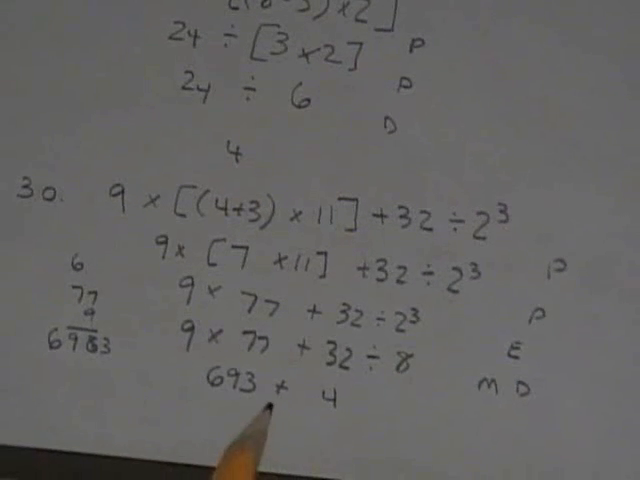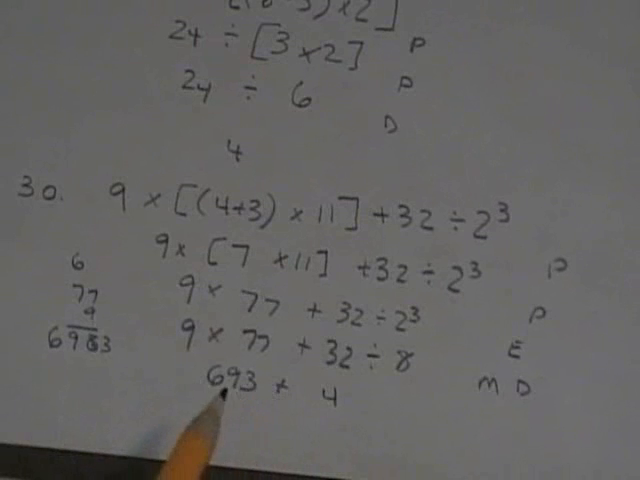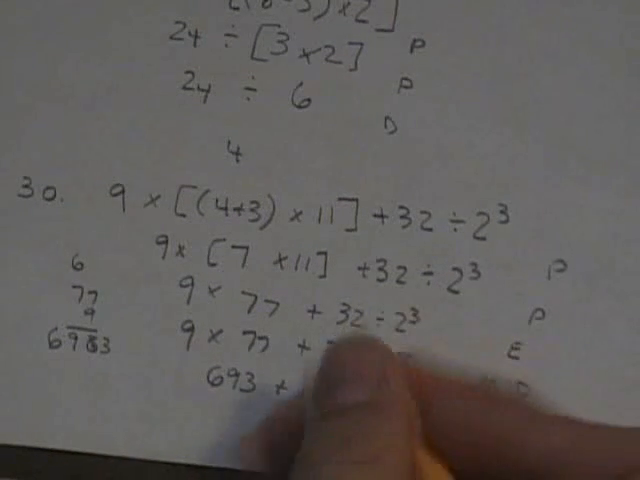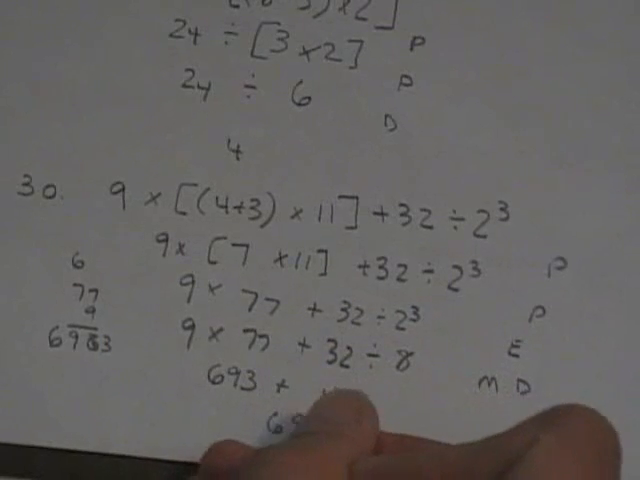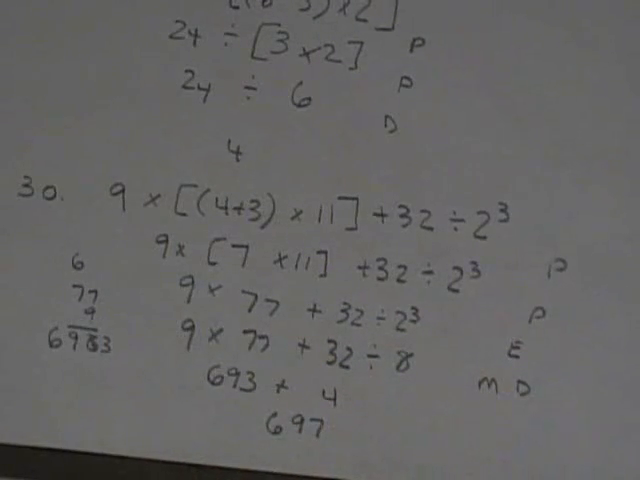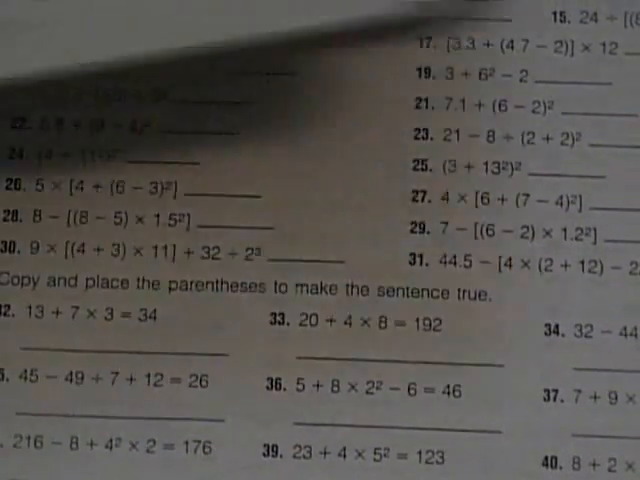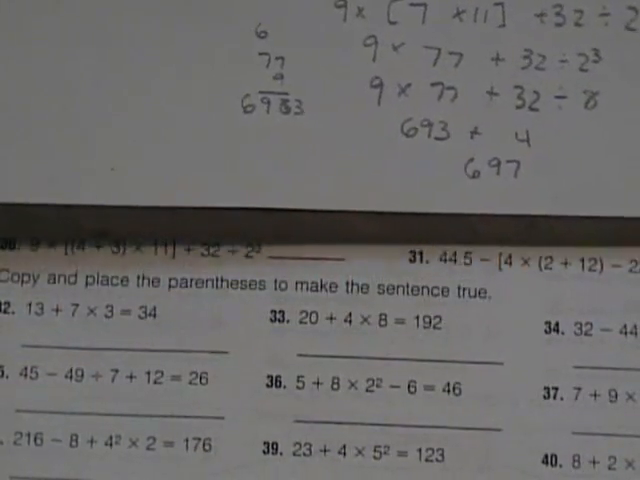Alright, now we're going to do addition and subtraction because that's all that should be left. And you'll notice that's all that's left is addition. 693 plus 4 is 697. Enjoy the rest of the worksheet. Oh wait, I'm sorry. Let me show you another one.